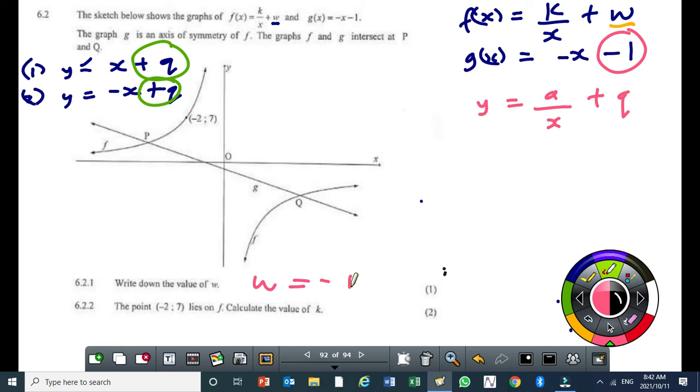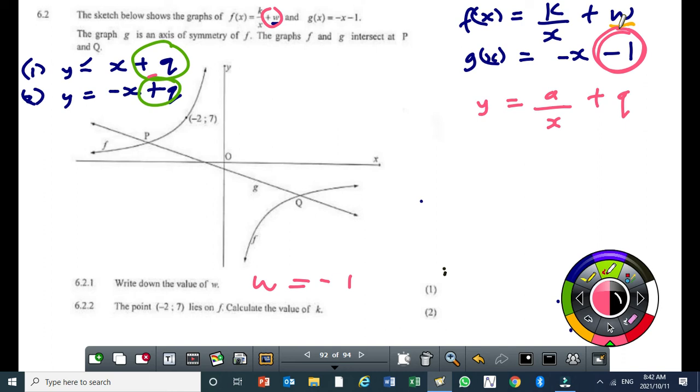No sign changes. Look here. Okay, look here. There is a positive q in the general equation. And here there is a minus 1. So what will q be equal to? Minus 1. There is a positive q, sorry, a positive w there. And here there is a minus 1. So w is going to be equal to negative 1.